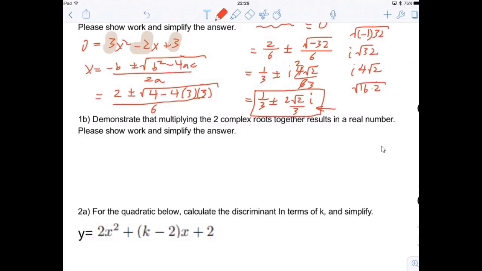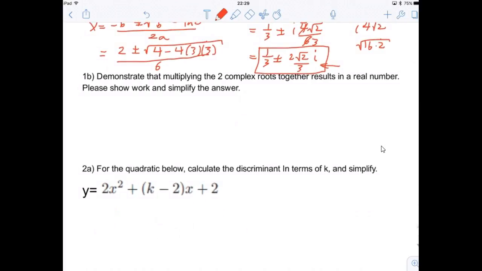Demonstrate that multiplying the two complex roots together results in a real number. Okay, so I'm going to take the first complex root, which is that, and I'm going to multiply times the second complex root, which is the conjugate, which just means the imaginary part is the opposite, negative.